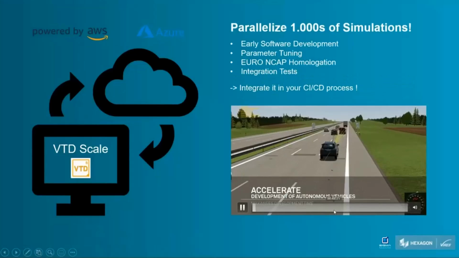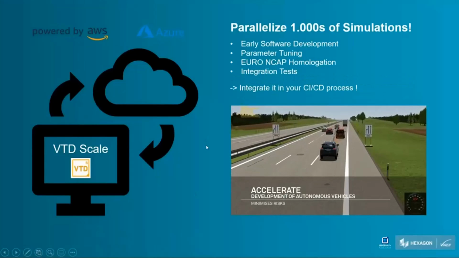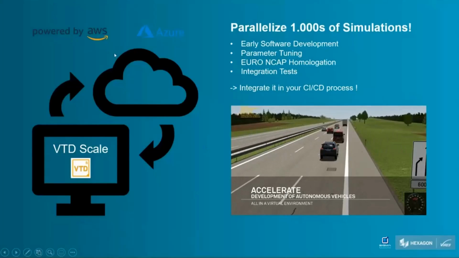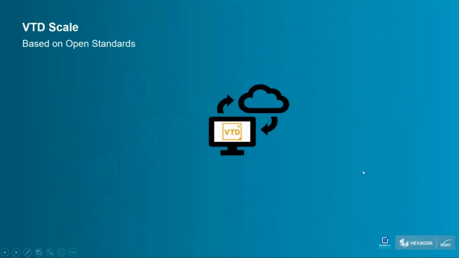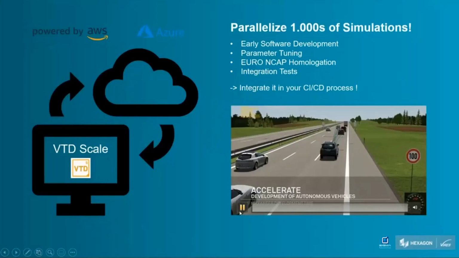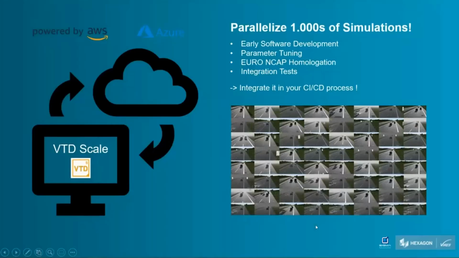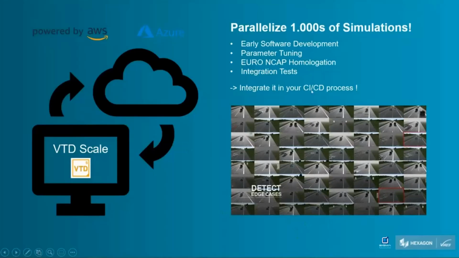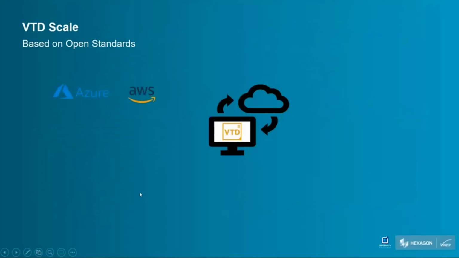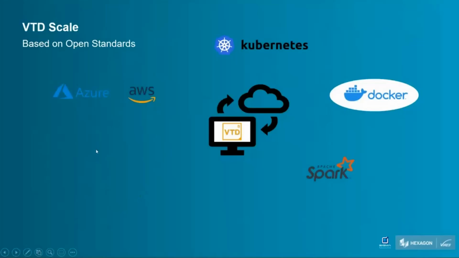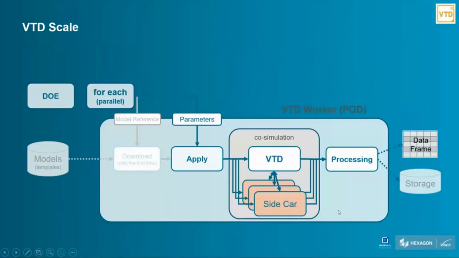Okay, so then VTD supports the cloud also. VTD has been deployed on AWS and Azure, where you can create a number of scenarios in parallel. And all of them you can validate at the same time. So we support CI/CD integration also to do all those things. It supports all these open standards: Kubernetes, Docker, Spark, Jupyter, and Hadoop. So we use all these open source based and open standard things.